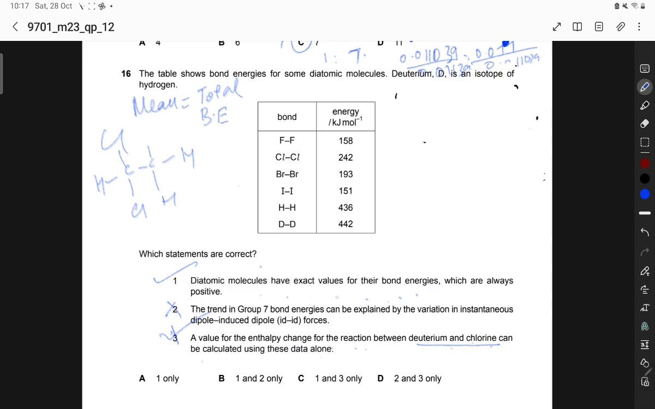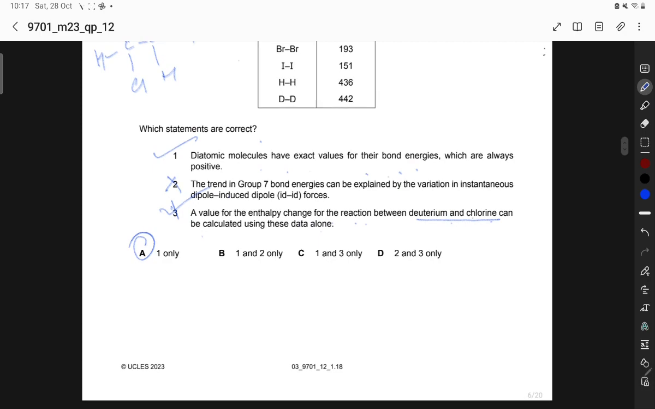So diatomic molecules have exact values for their bond energies, which are always positive. So this is correct. Statement 1 is the only correct statement.